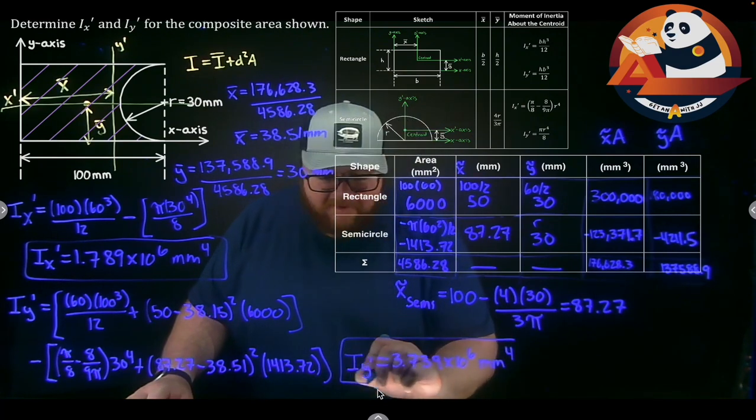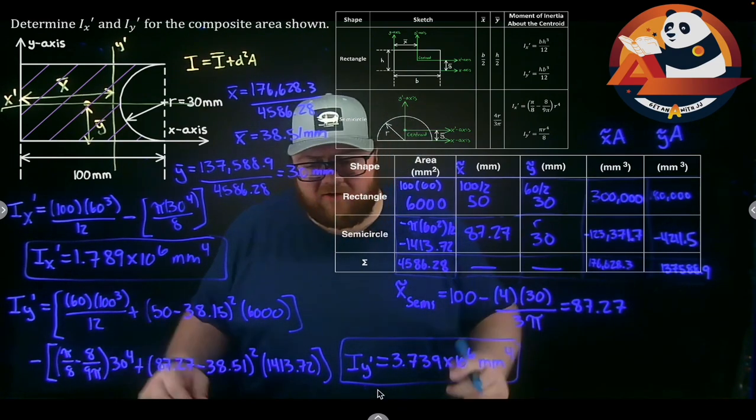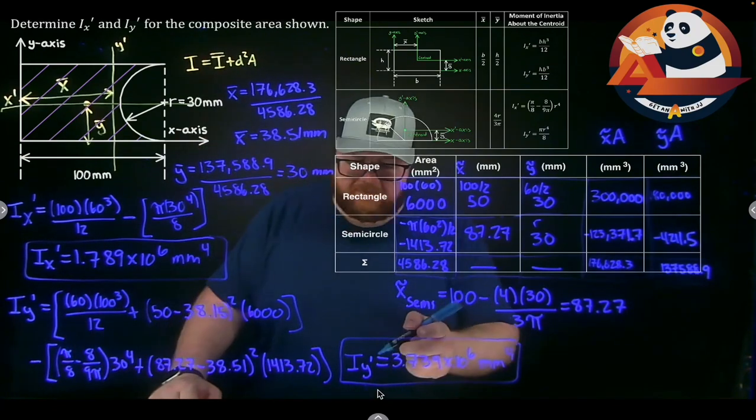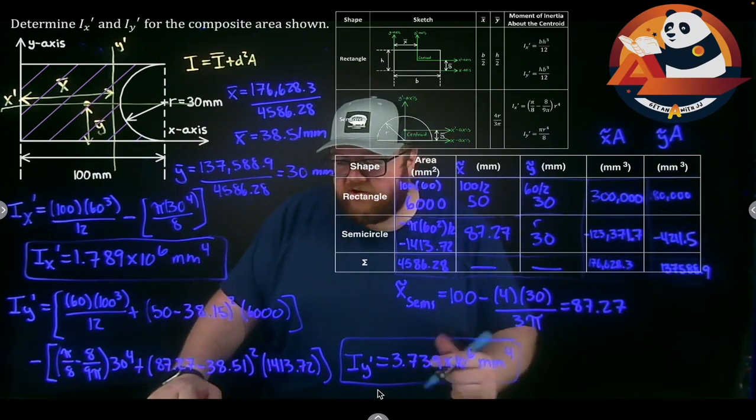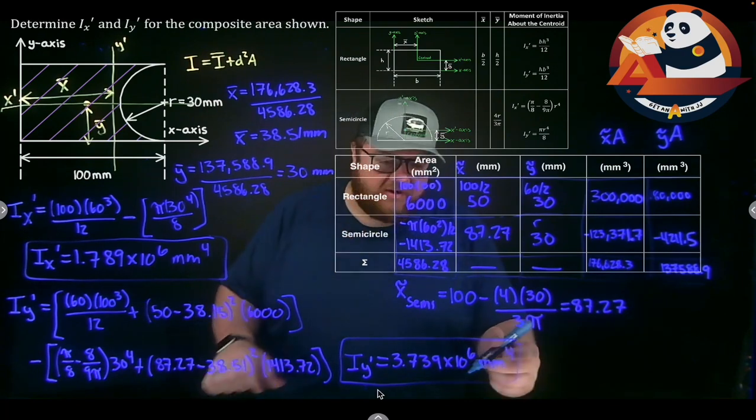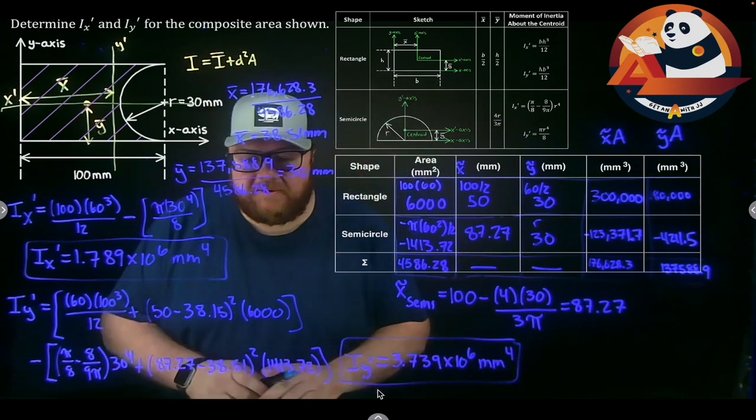Pretty much anytime we work in millimeters, we're going to end up getting really ginormous numbers. Not always, but it's a pretty common thing to have huge I numbers if we are in millimeters. But it happens, just be aware of it.